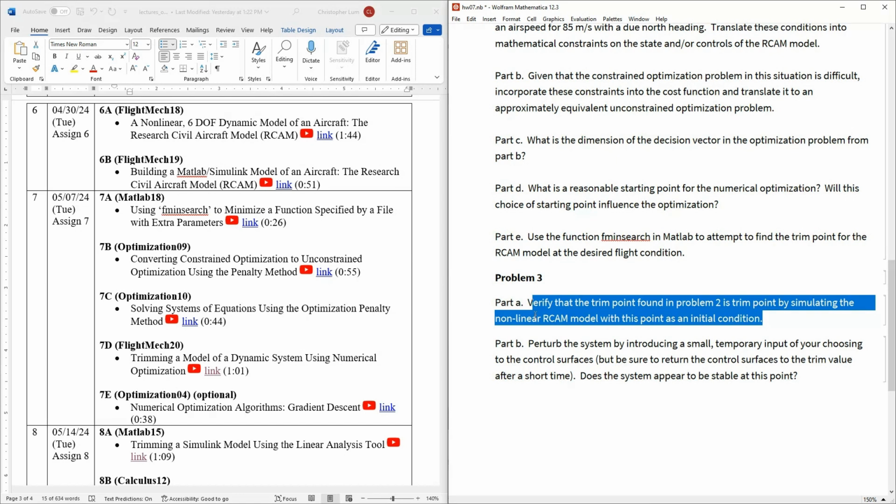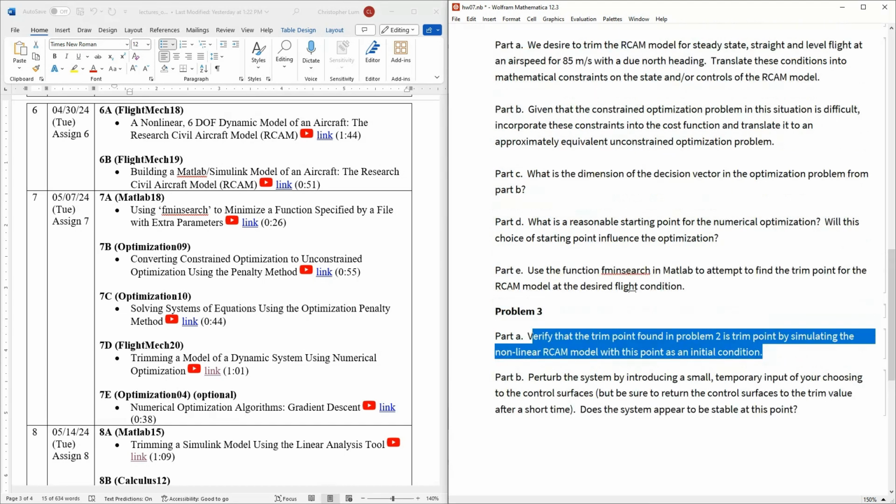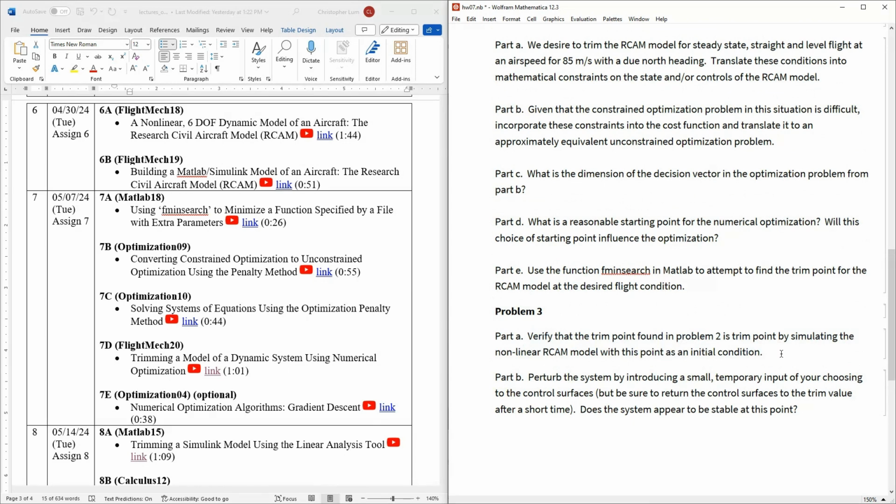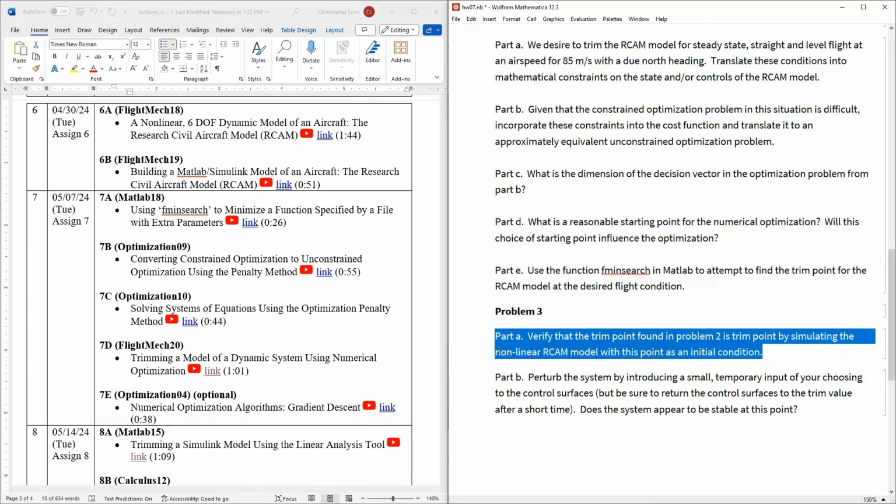And what we should see is the most boring plot ever, in the sense that all of the traces should be constant, right? The aircraft should just be staying on condition, straight and level, 85 meters per second, heading north. It should just keep going, right? So if you did problem two correctly, the output of problem three, part A, should be a bunch of flat Simulink traces, where the aircraft is not doing anything interesting. It's just flying straight and level at trim, like at cruise. That's the game plan, okay?